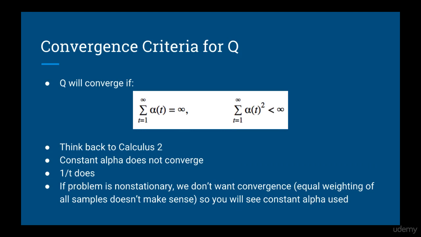There is a popular result you usually see in reinforcement learning literature that talks about the convergence of Q. The result is that Q will converge if the sum of all alphas is infinity, but the sum of all the squares of the alphas is constant. If you think back to Calculus 2, it should be clear from these criteria that constant alpha does not meet these two conditions, but alpha equals 1 over t does. The reason you often see a constant alpha used is because reinforcement learning problems are often non-stationary. So it doesn't make sense to try and calculate a sample mean over every collected sample ever.